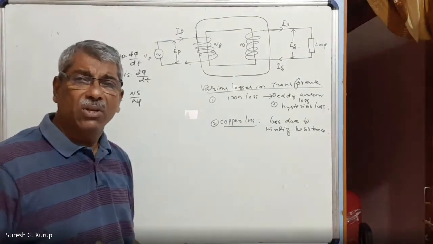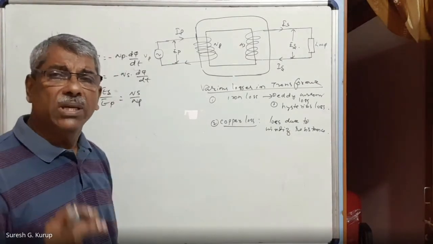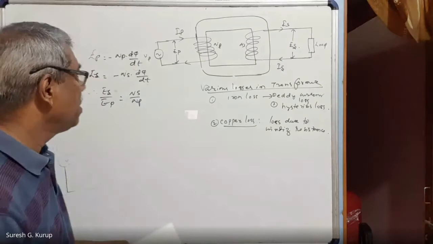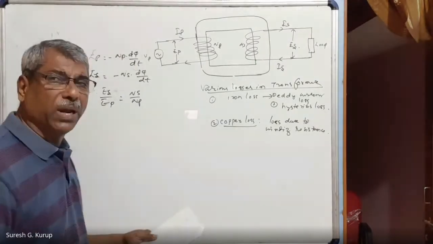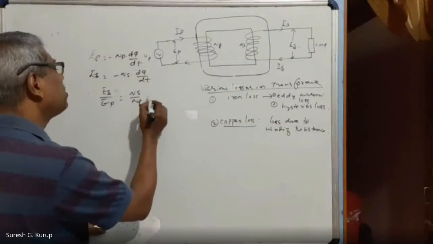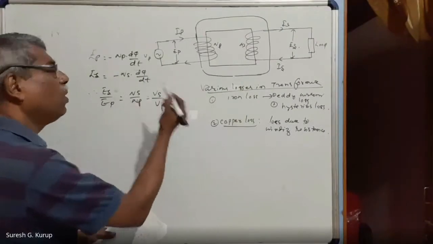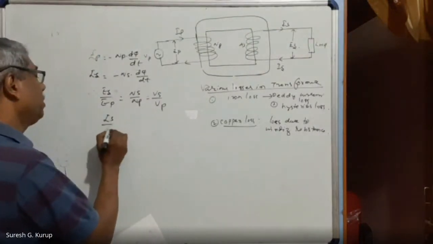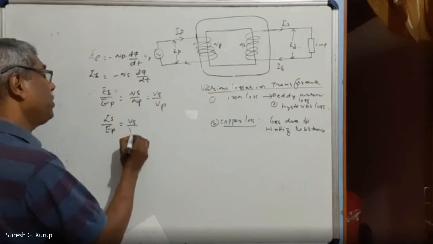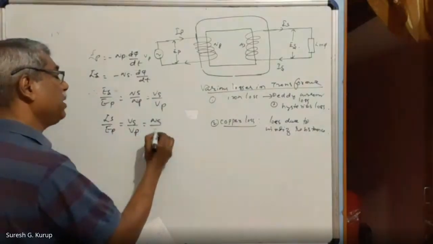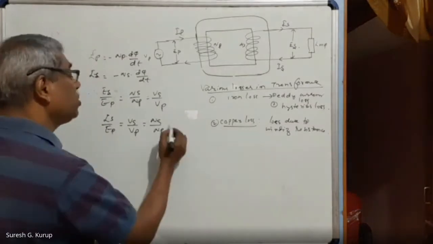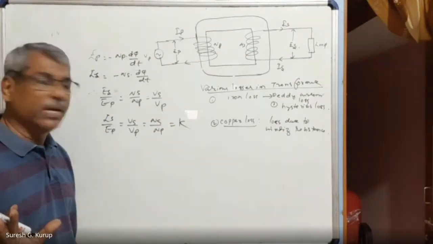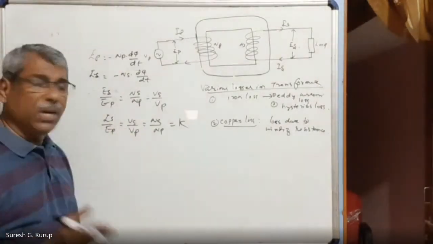Am I correct? For an ideal transformer, we can write ES by EP is equal to NS by NP is equal to VS by VP. So this is equal to voltage in the primary and voltage in the secondary. So generally we can write ES by EP is equal to Vs by Vp is equal to NS by NP. This is equal to K. We say that NS by NP is equal to K, right? That is same as Vs by Vp and also ES by EP.